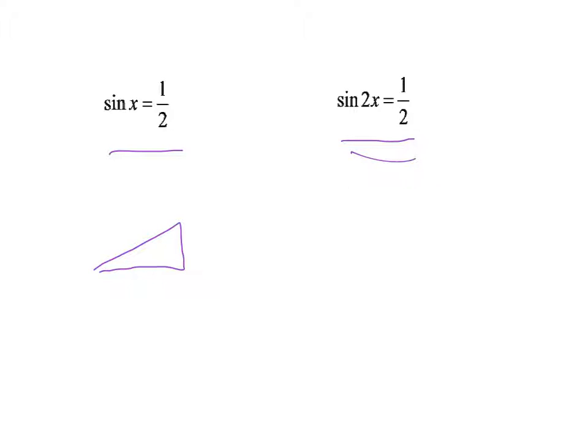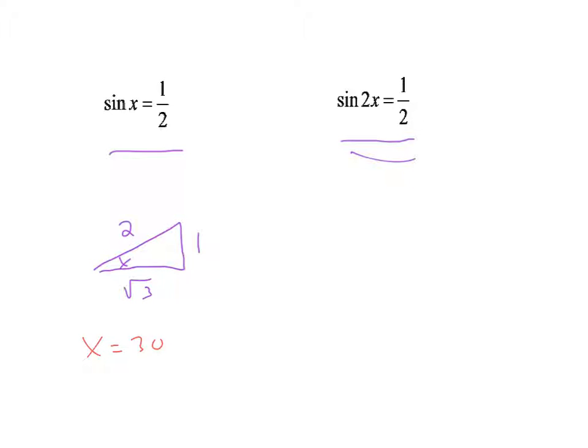Here's our first quadrant triangle. Sine of x is 1/2, so this must be 1. This must be 2, and this would be root 3. This angle x right here must be 30. So x is equal to 30 because sine of 30 is equal to 1/2.